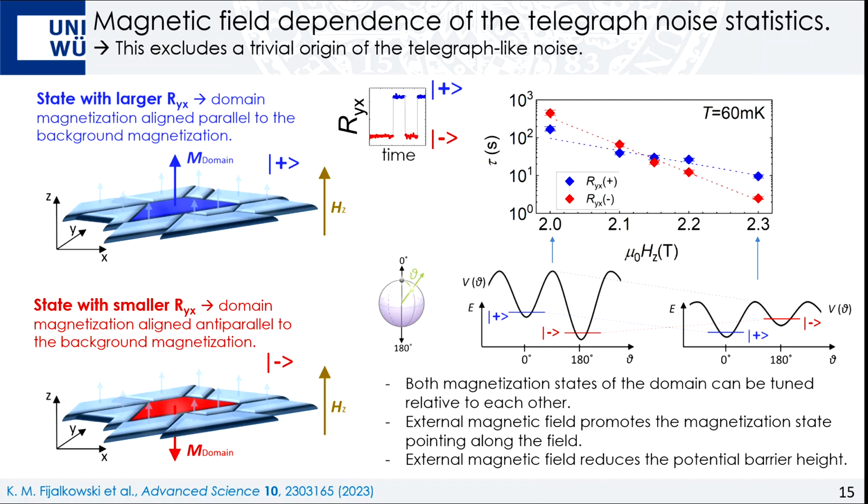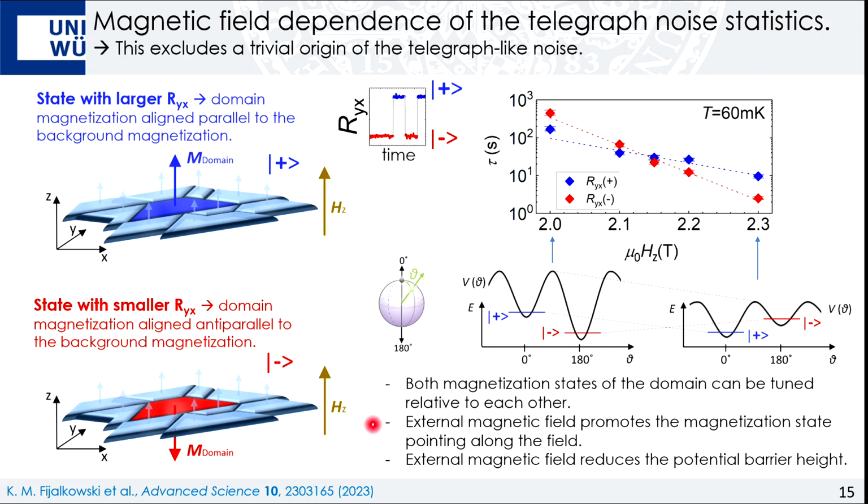Yeah, so let's see how this switching changes with external magnetic field. So here you can see the lifetime of each of these two states in some magnetic field range. And a couple of things to note. Both magnetization states of the domain can be tuned relative to each other. They can actually cross at some point. External magnetic field promotes the magnetization state pointing along the field, such that when you apply large enough external magnetic field, the state with magnetization pointing along the field has a longer lifetime, which also intuitively, I would argue, makes sense.